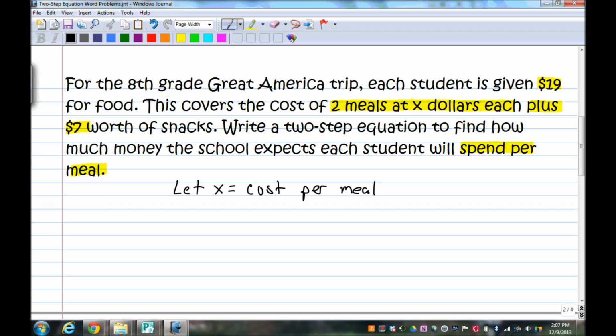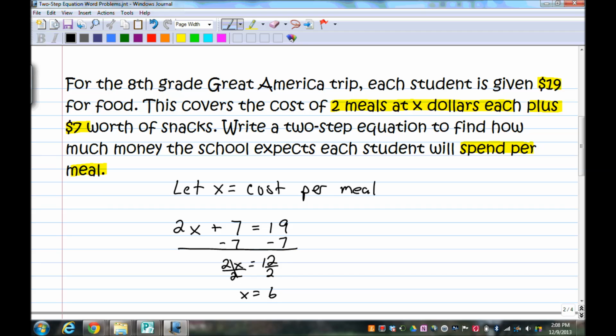So in my problem, I have 2 meals at X dollars each. So we're assuming that they cost the same amount. So I would say 2 times X would be the cost that I would spend on the meals. And then plus, we know that means that, $7 worth of snacks. And our total amount that we have to spend was $19. So now we could solve for X by subtracting 7 from both sides. We have 2X is equal to 12. Divide by 2 on both sides. And X is equal to 6.